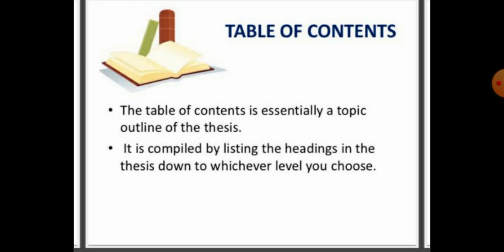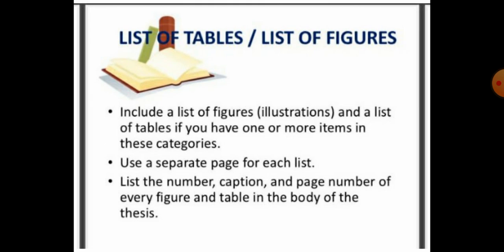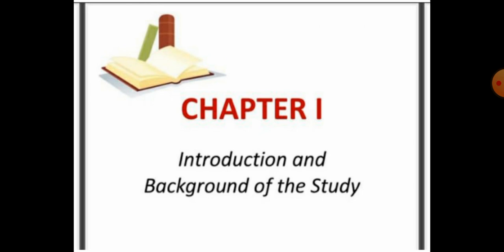Table of contents. The table of contents is essentially a topic outline of the thesis. It is compiled by listing the headings in the thesis down to whichever level you choose. List of tables, list of figures. Include a list of figures, illustrations, and a list of tables if you have one or more items in these categories. Use a separate page for each list. List the number, caption, and page number of every figure and table in the body of the thesis.